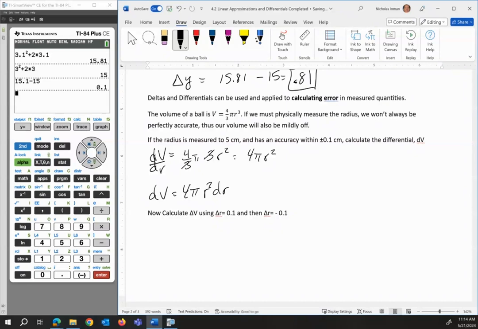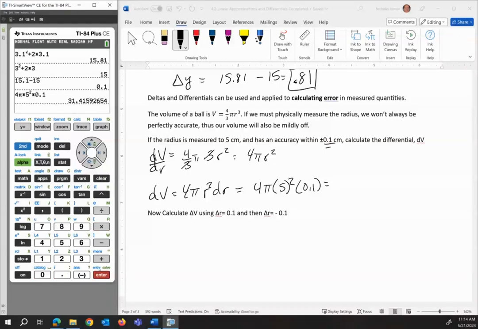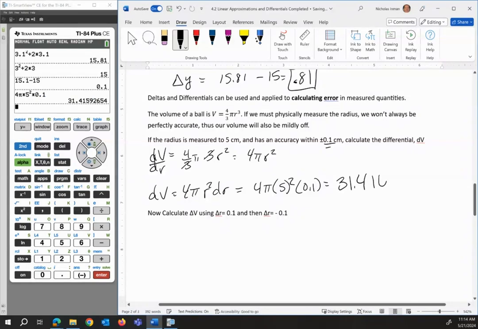Great. All right, so we now know the radius is 5, and our dr, how much accuracy we have, is 0.1. So 4 pi times 5 squared times 0.1. All right, so our differential, our dV, is 31.4.